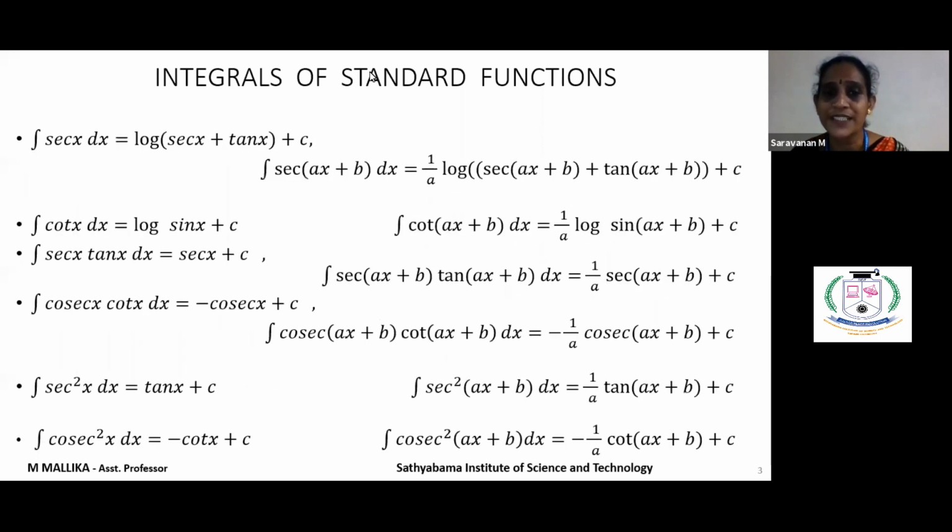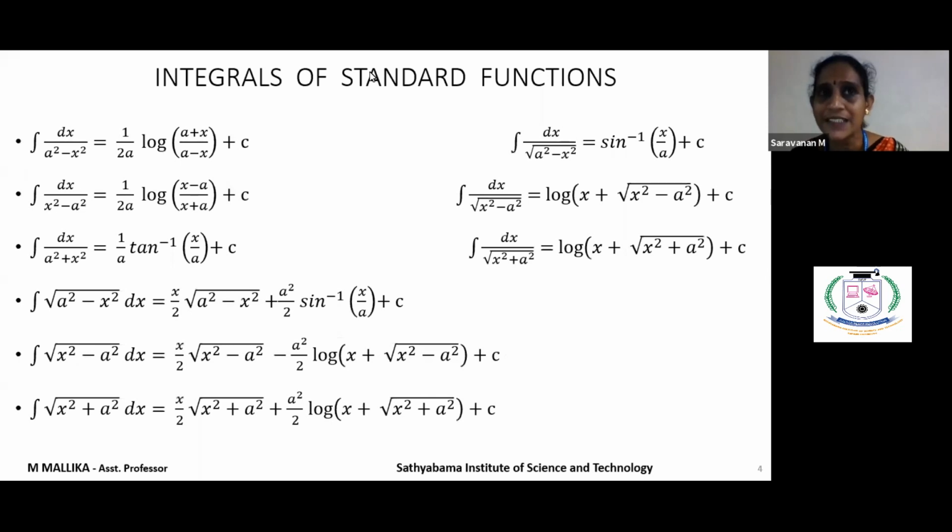Apart from this set of formulas, we have another set of 9 formulas, which are also equally important. Take the first 3, which involve the functions a square minus x square, x square minus a square, and a square plus x square. Integral of dx by a square minus x square is 1 by 2a log of a plus x by a minus x. Integral of dx by x square minus a square is 1 by 2a log of x minus a by x plus a. And integral dx by a square plus x square is 1 by a tan inverse of x by a.